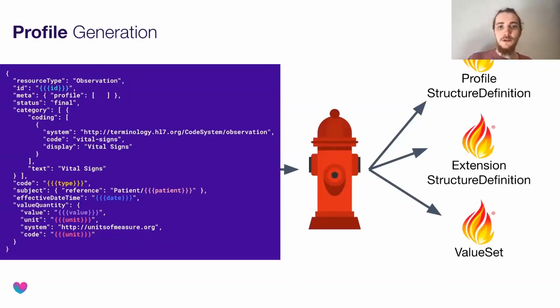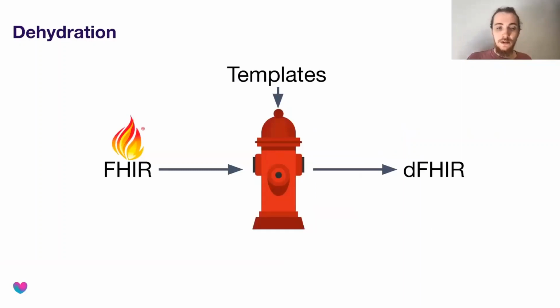And that wouldn't be possible with a more general non-FHIR specific templating engine such as Jinja, because they allow a lot more general transformations, and that makes the output a lot harder to predict and deconstruct in this way. We can also reverse the process, going from FHIR to dehydrated FHIR. And this lets us use templates to pattern match and extract data from FHIR. And again, this isn't possible with standard templating engines.